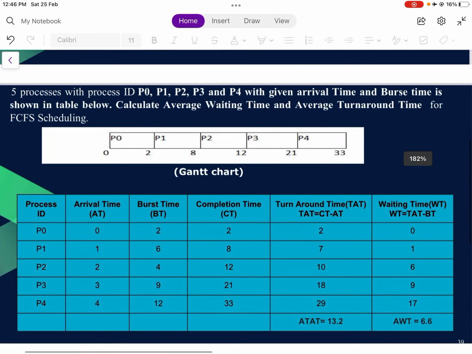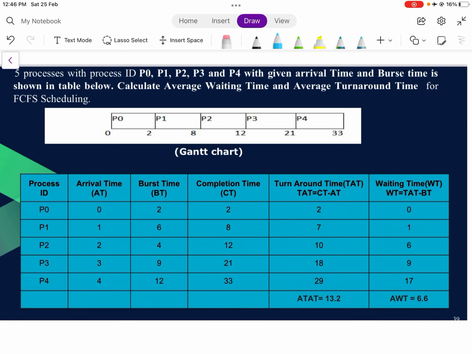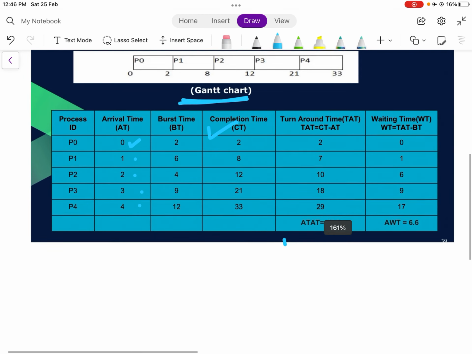So now this question: 5 processes with process ID P0, P1, P2, P3 and P4 with given arrival time and burst time is shown in the table. Calculate the average waiting time and average turnaround time for the given processes. So P0 arrival time is 0, P1 arrival time is 1, P2 arrival time is 2, P3 arrival time is 3, P4 is 4 and burst times are given. We need to find the completion time with the Gantt chart. So how do we do this?